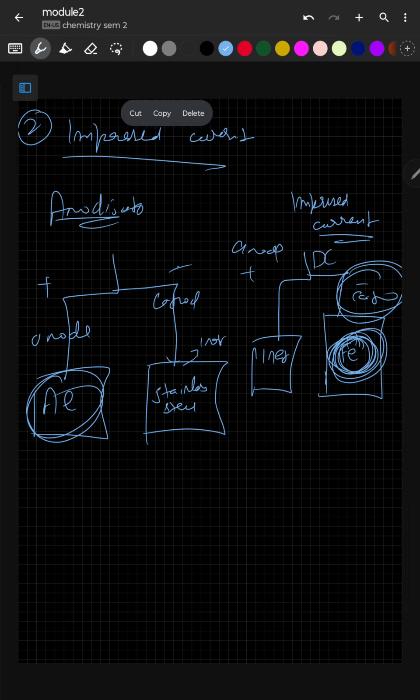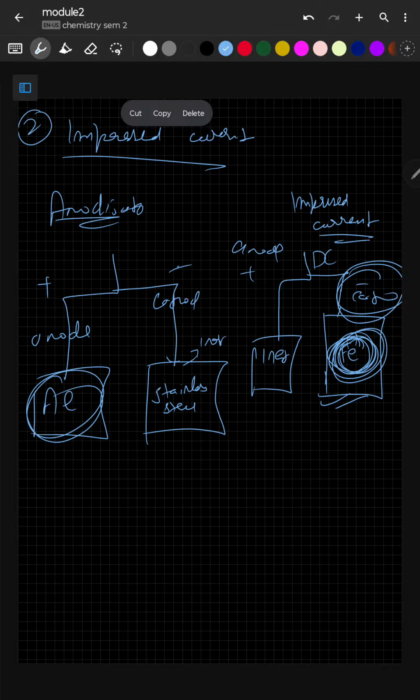I'll give you a simpler version. Basically, electrons are supplied from the DC source. The metal is connected to the negative terminal of the DC source, so it behaves like a cathode. A potential greater than the anodic potential is applied in the reverse direction to prevent the anodic reaction.